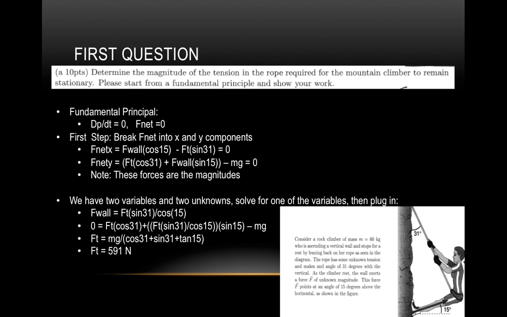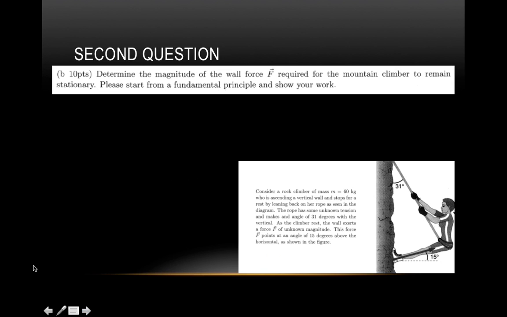And we bring the tension force out to the left because that is what we're solving for, and in doing that we get Ft equals mg divided by cosine 31 plus sine 31 times tan 15. Plugging in the variables that we already know, which are given in this problem, we have a force of tension of 591 newtons.